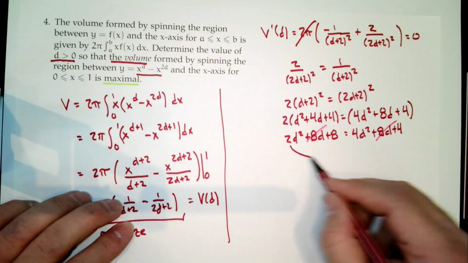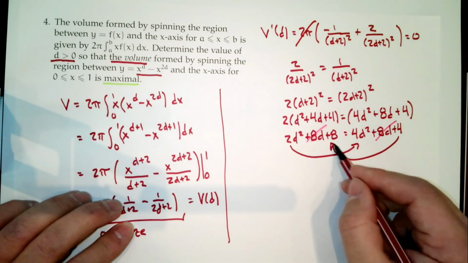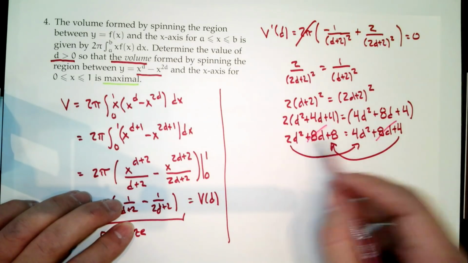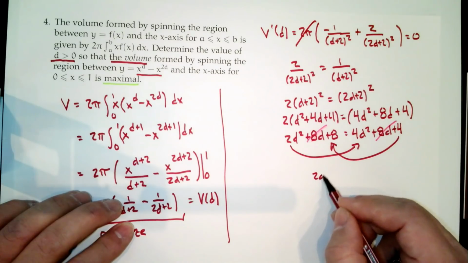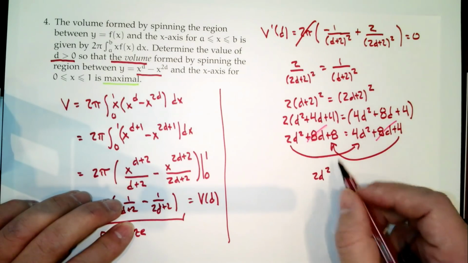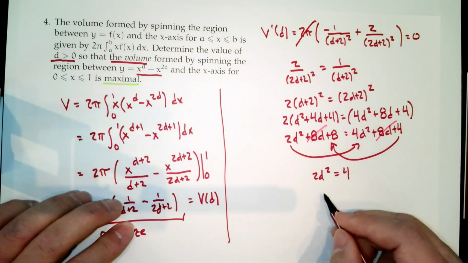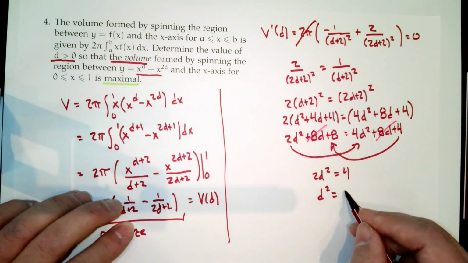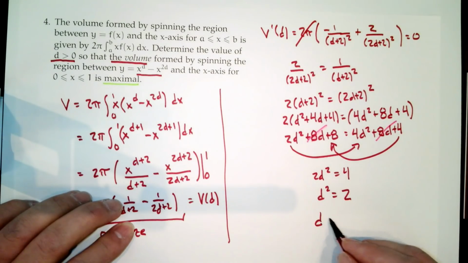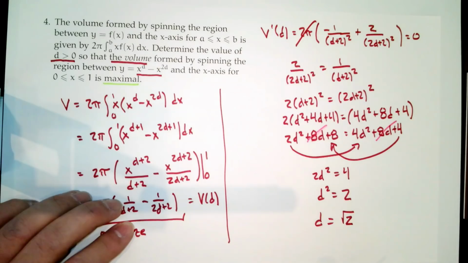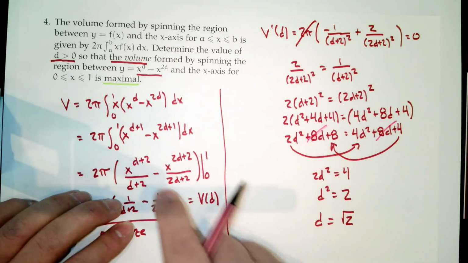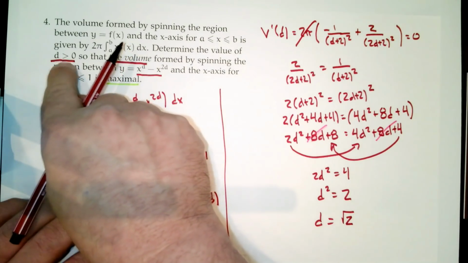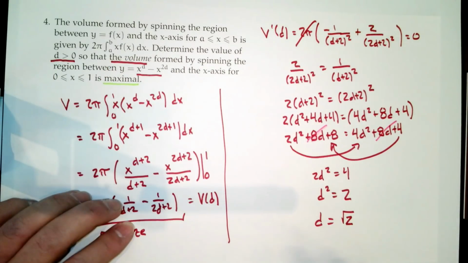And so, for example, I can move the 2d squared across. I can move the 4 across. And if I do that, 4d squared minus 2d squared says 2d squared, and over here equals 4. D squared equals 2, so D becomes square root of 2. Now you might have said, wait a second, what about plus minus? Well, why do we know it's not plus minus? Because it tells us, take the positive one. Be positive.